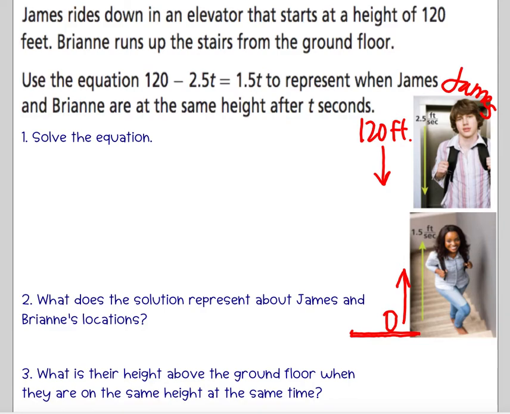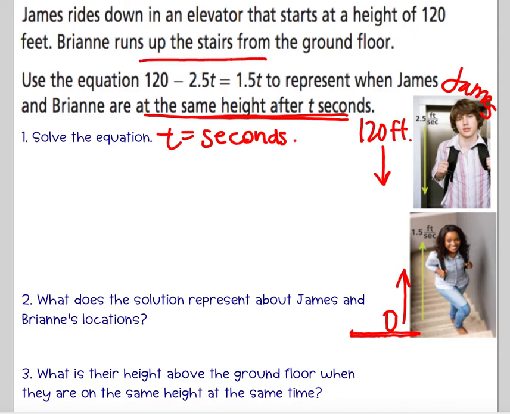Use the equation 120 minus 2.5t, or 2 5/10 t, equals 1 5/10 t to represent when James and Brianne are at the same height after t seconds. So at the same height means when will they be equal to each other? As James is going down and Brianne is going up, when will they be equal? When will their heights be equal after t seconds? So t is equal to seconds.